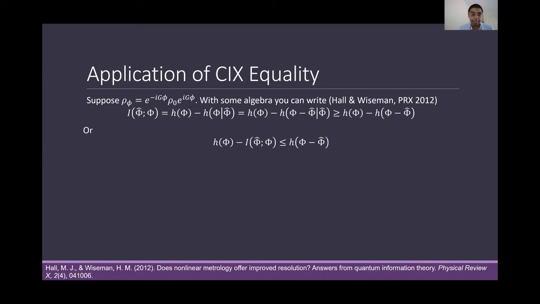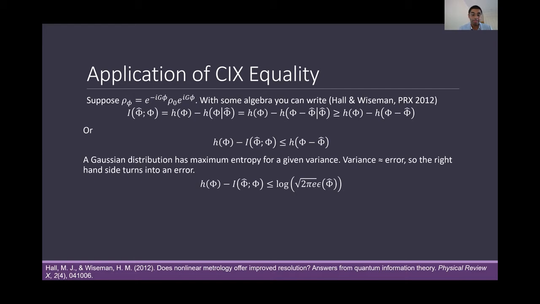I'll just go quickly through this, but you substitute in the definition of the mutual information, and you get a bound here. On the left, you have your prior information about phi. Here, mutual information, the information about your estimator. And on the right, it's the deviation between your estimator and the parameter. It's the entropy of that deviation. And the thing is, you don't really care about the entropy of that deviation. You want the error, right? But what Hall and Wiseman do is they use this cool fact. A Gaussian has maximum entropy for a given variance. And variance and error are kind of the same thing.